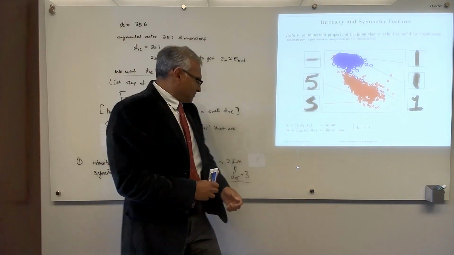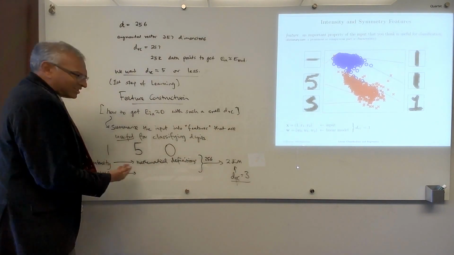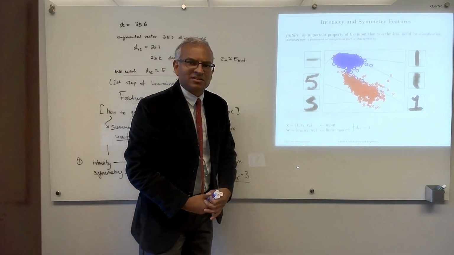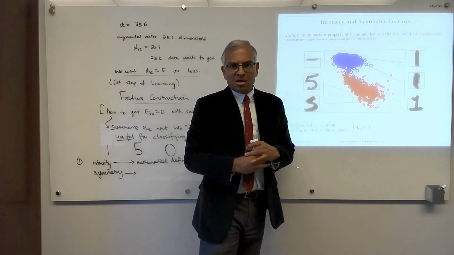Figure out how to measure intensity and symmetry. Intensity is easy. Just effectively count the number of black pixels. Symmetry is a little bit trickier. You have to come up with an algorithm to measure symmetry.